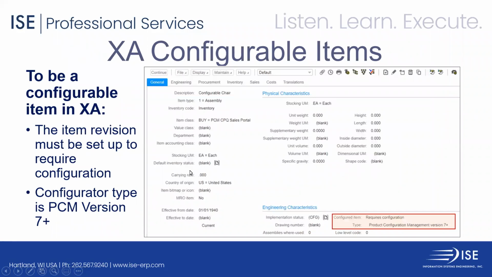So what does it take for an item to be recognized by CPQ as a configurable item? The item revision record needs to be set up to require configuration. You can see in my screen capture, that's a Boolean, either requires configuration or not. So set it to requires configuration. And then the configurator type has to be product configuration management, that PCM, the old branding for CPQ version 7+. If you have both of those, and provided you have a CPQ rule set with the same name as your item, then CPQ will launch a configuration session for that item.